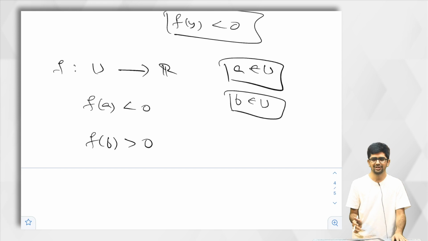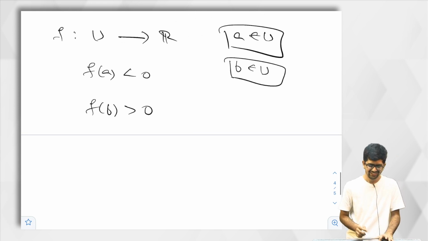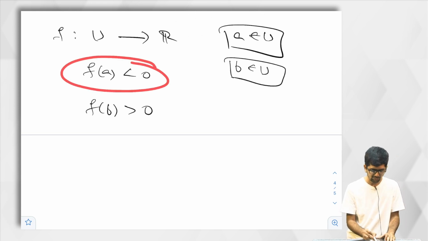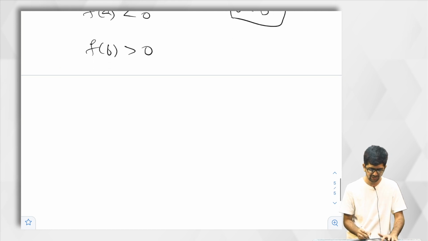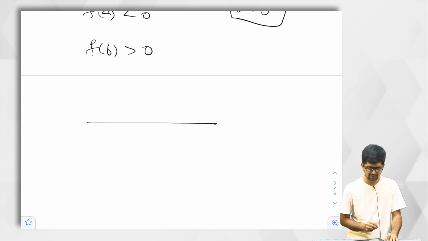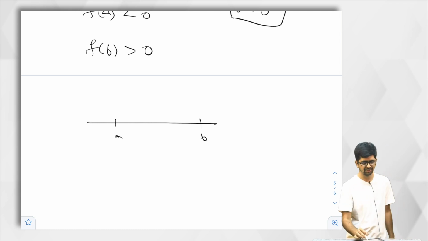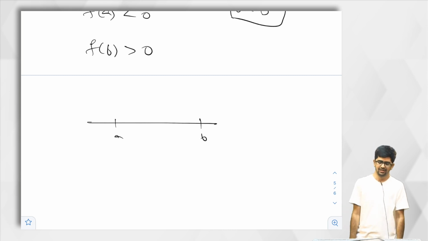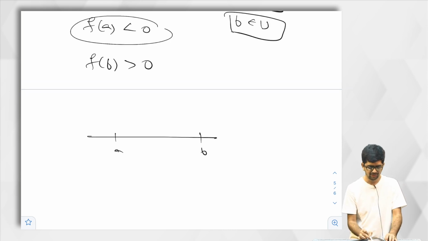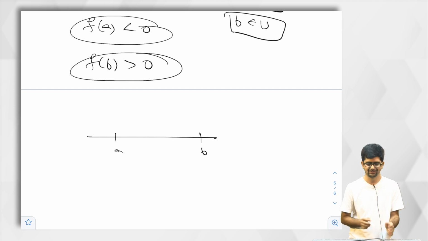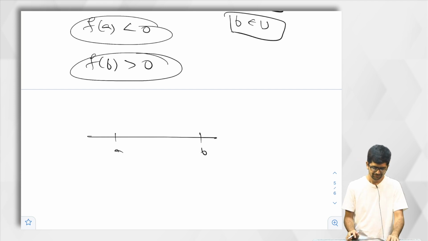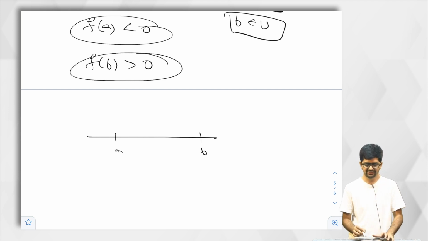You do not have to say anything about this immediately. Let us see what this gives. So let me write down the line. Let us assume that a is less than b. One of these should be true, either a less than b or b less than a. Otherwise, if a is equal to b, this cannot happen unless f of a is equal to f of b is equal to 0. So I am assuming that a is less than b.